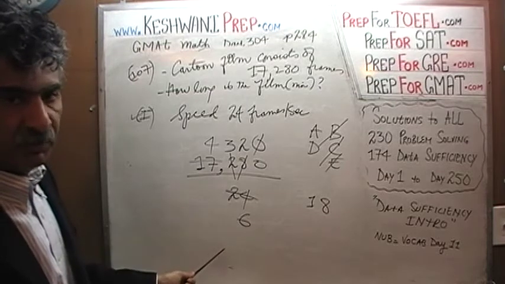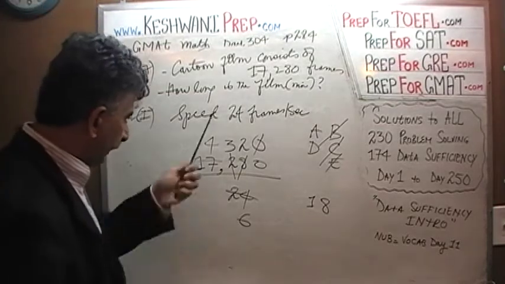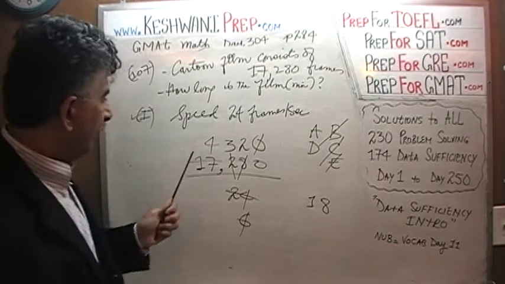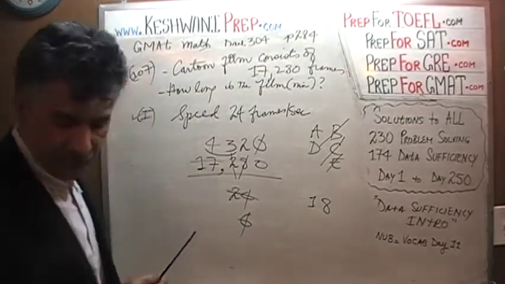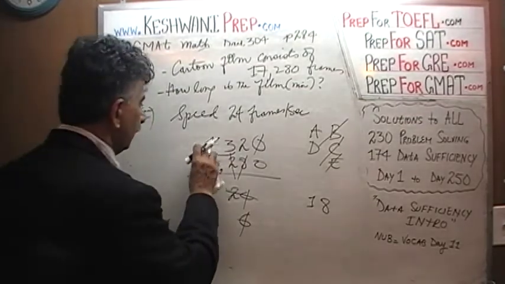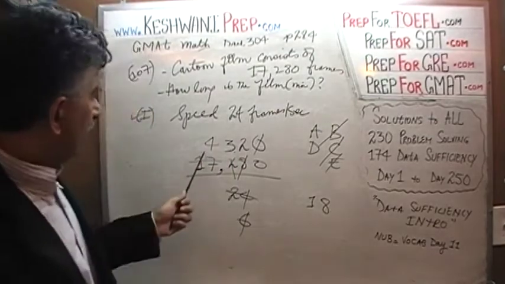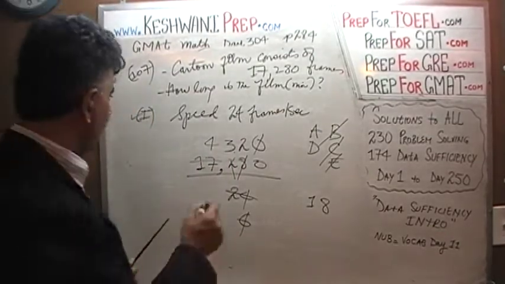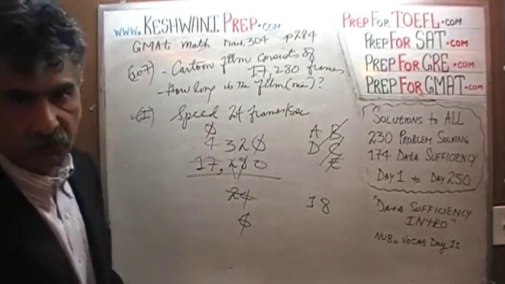Instead of doing it in a two-step process, let's do it in one step. Let's divide top and bottom by 6. Let's start the process properly. How many 6s in 4? 4 has no 6s.